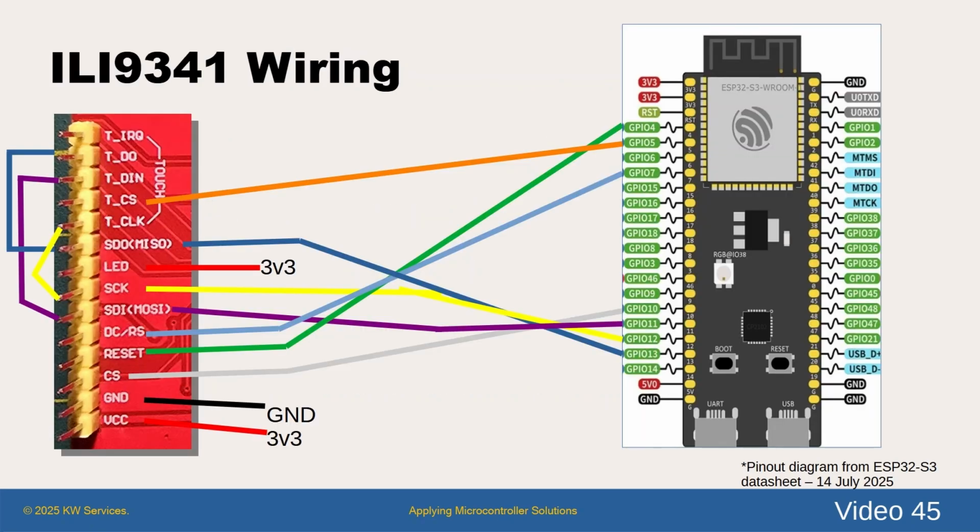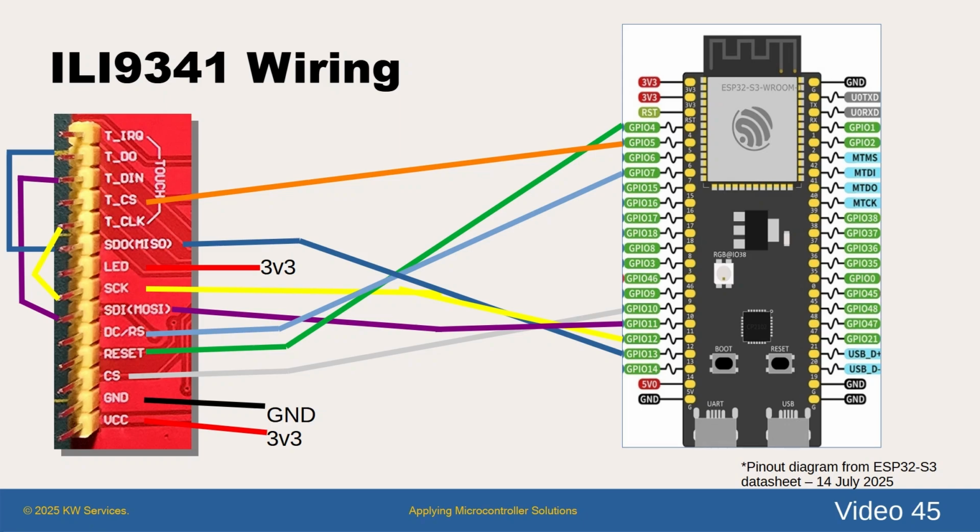This slide depicts the wiring between the ILI9341 and the ESP32 module. It shows the pins of the header on the back of the display. The touch pins for the SPI port are wired in the breadboard to the SPI pins for the display.